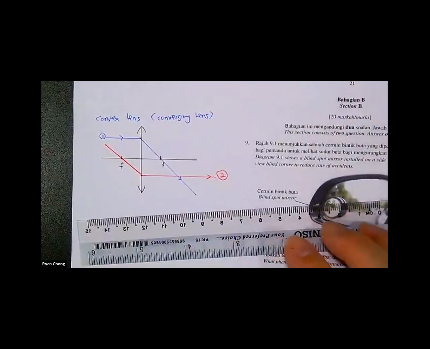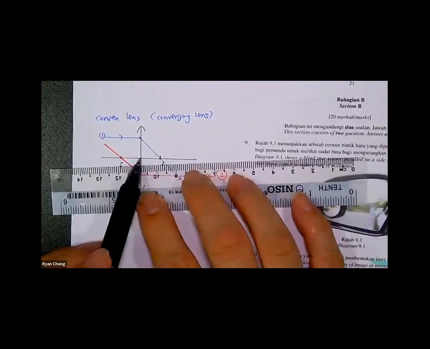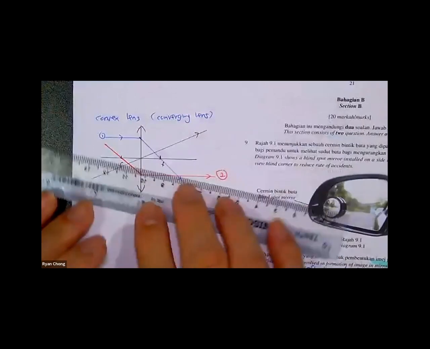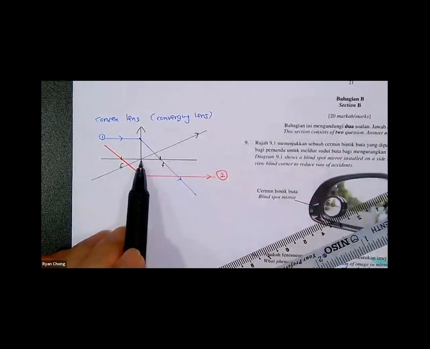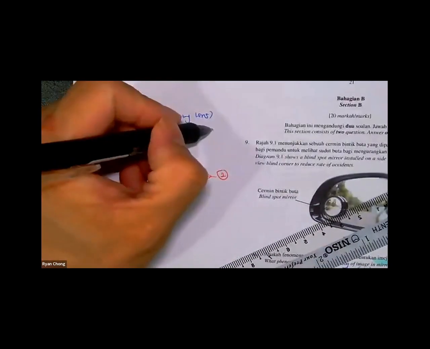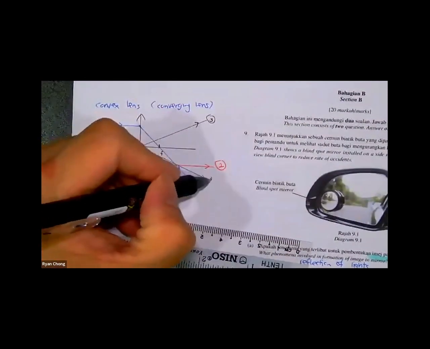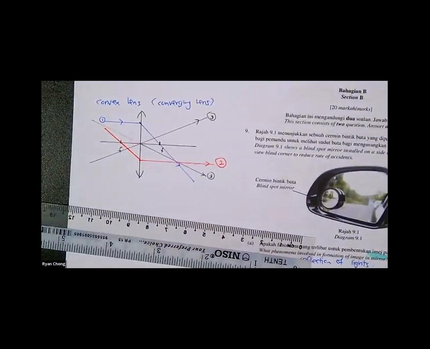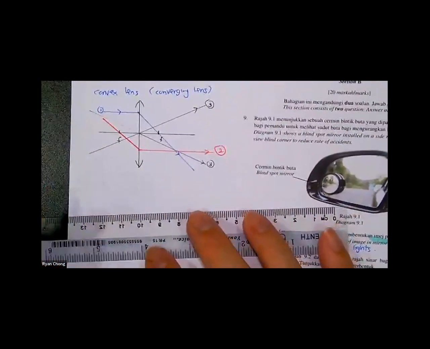Line 3 is more easy. You just put your ruler through the center. It can be like this, or like this, or like this. As long as you pass through the center, the light just goes straight. That is line 3, right? Like this also can, like this also can. As long as you pass through the center, you just go straight. This is your convex lens. So I will show you some examples, then later you will have a clearer idea about how we apply them.